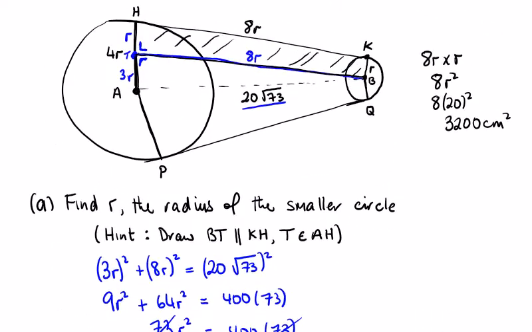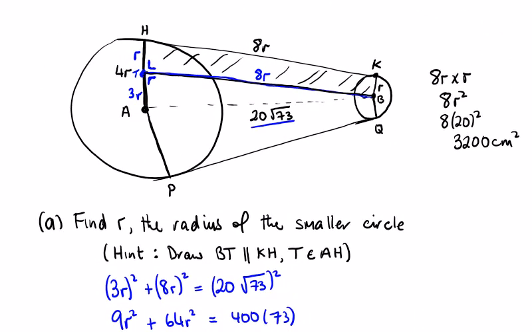Part C, find the angle HAP in degrees, correct to one decimal place. Let's look at our diagram. HAP, this angle here. So I have this angle inside the right angle triangle, and they're both tangents, so these lines are equal. HA is equal to HP. So if I can get that angle there, I can just double it.